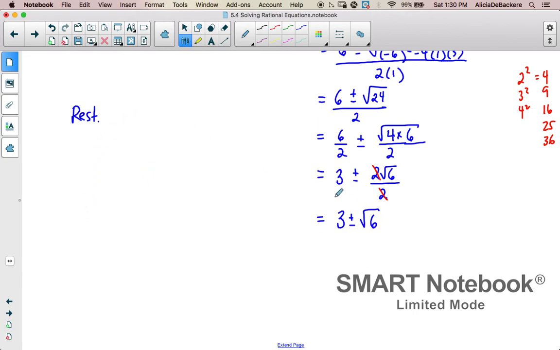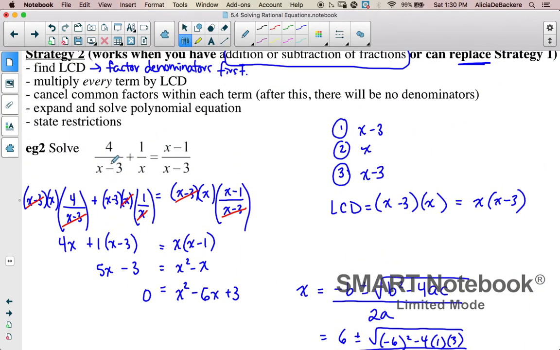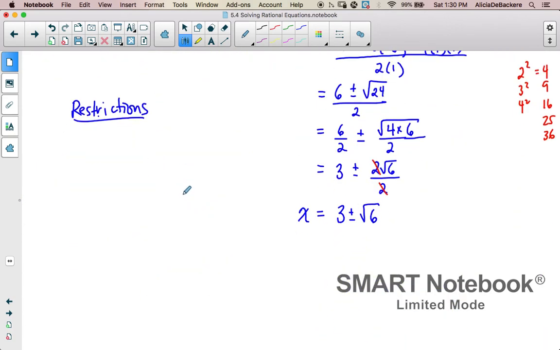So my solution set, I think, is 3 plus or minus root 6, but I'm going to take a look at my restrictions before I decide that I'm actually right there. So for restrictions, I go back and I look at my original denominators. So I have x minus 3, x, and x minus 3. I'm not going to repeat my work. I'm just going to check out that the first one can't equal 0 and the second one can't equal 0. So that one's already solved. This just tells me x can't be 3, and neither one of these are those.